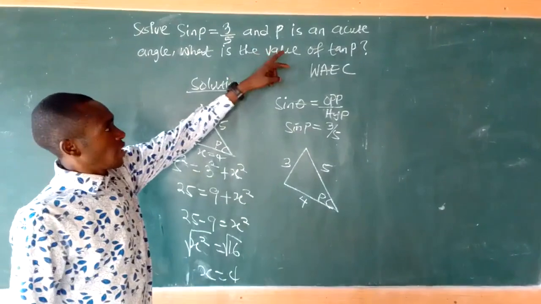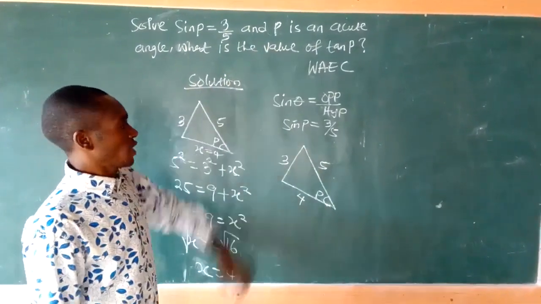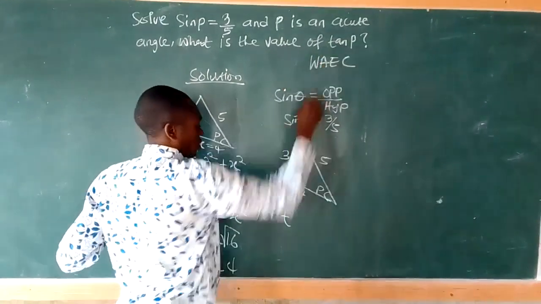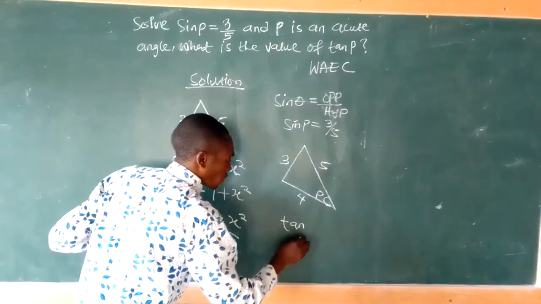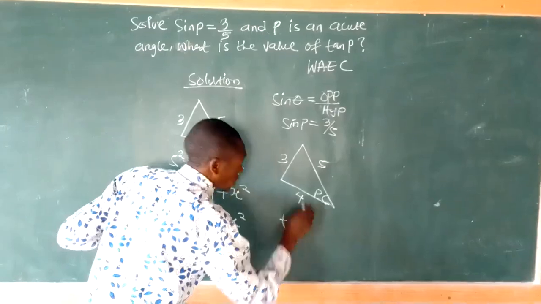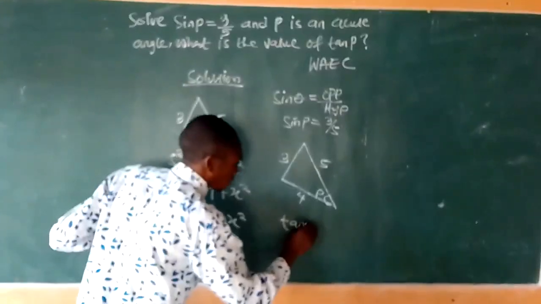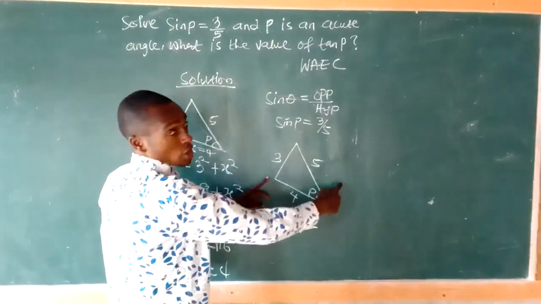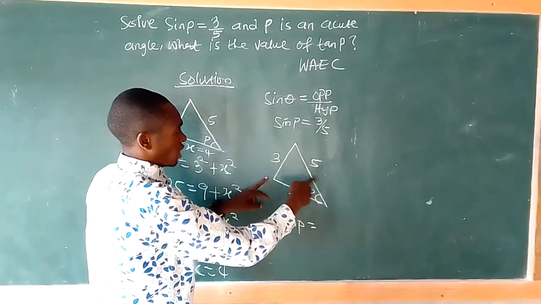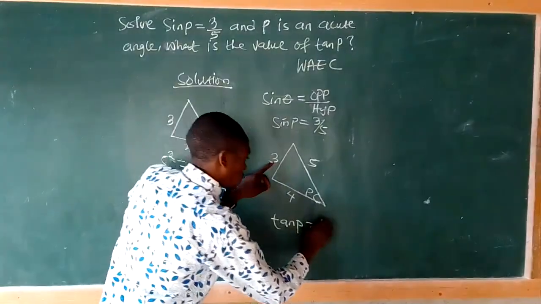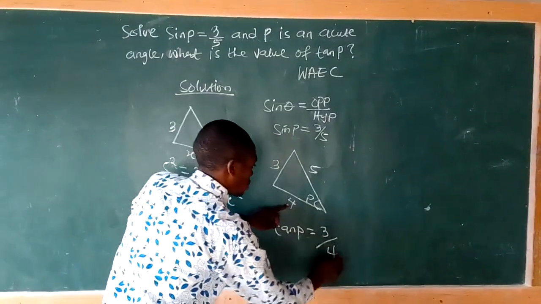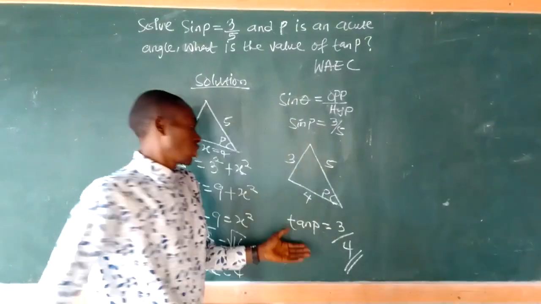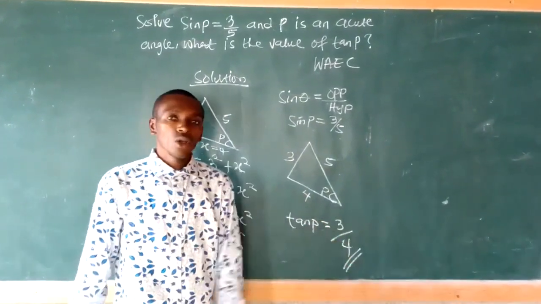We can now get the value of tan p. Tan p is the same thing as opposite over adjacent. So opposite, which is 3, over adjacent, which is 4. Now we have gotten our answer. This is the answer to this question: tan p is the same thing as 3 over 4.